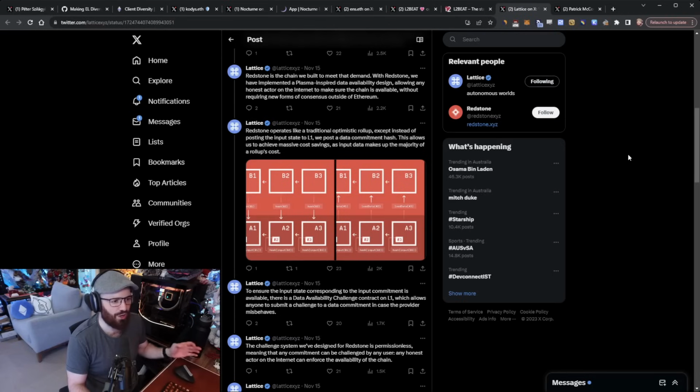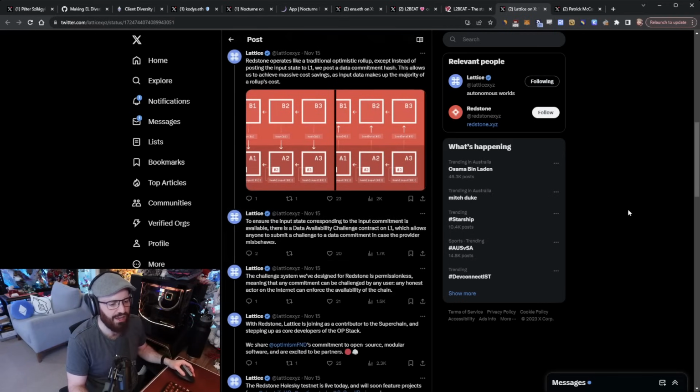So technically it's still kind of like a Validium or an Optimium. I think they're called Optimiums when they're an optimistic rollup that stores data off chain, but it's doing it in a different way, where it's storing the data commitment hash on chain here, and then using off chain data availability, I believe.